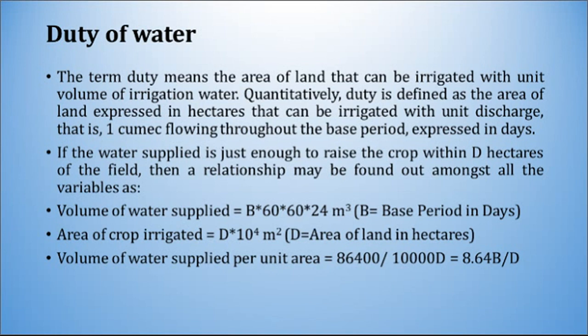Then second, the area of the crop irrigated will be equal to D into 10 raised to 4 meter square, where D is the area of land expressed in hectares. Therefore, we can find the value of duty as volume of water supplied per unit area, which comes out as 8.64 B by D. This formula will directly give you the value of duty.